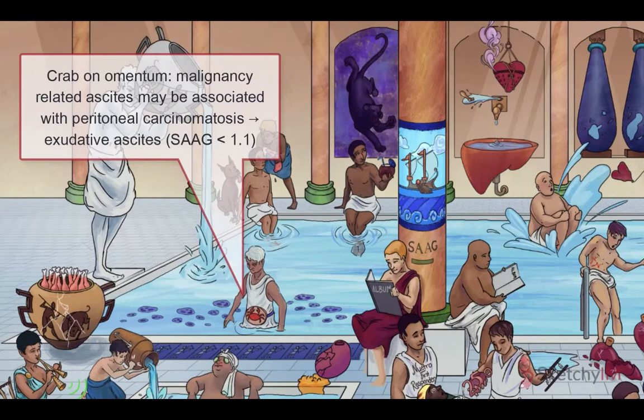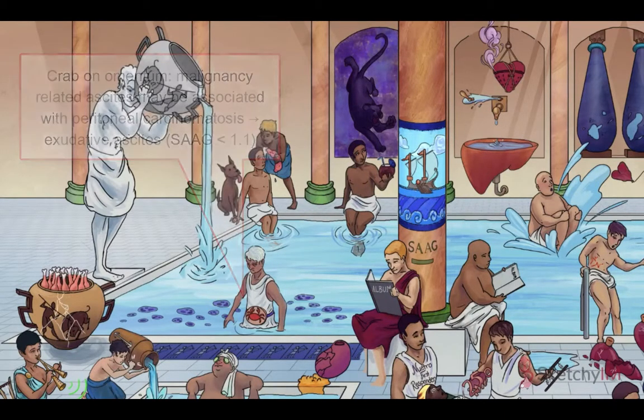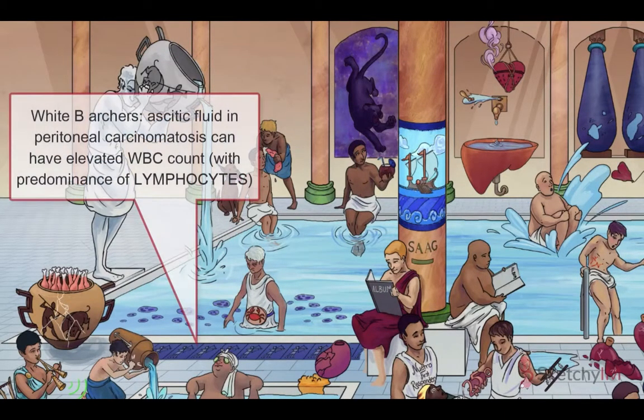Depicted here by this cancer crab symbol stamped on this Roman dude's omentum. These cancer implants can subsequently cause an exudative ascites. On paracentesis, expect to see lots of protein, which is why we've placed him in the bath above a recurring protein vase symbol. You'll also typically see an elevated white blood cell count, which can actually look like SBP. The tip-off that the fluid is not infected is the predominance of lymphocytes as opposed to neutrophils. So, instead of neutrophil first responders, we've drawn in a recurring symbol for B cells, white antibody archers.